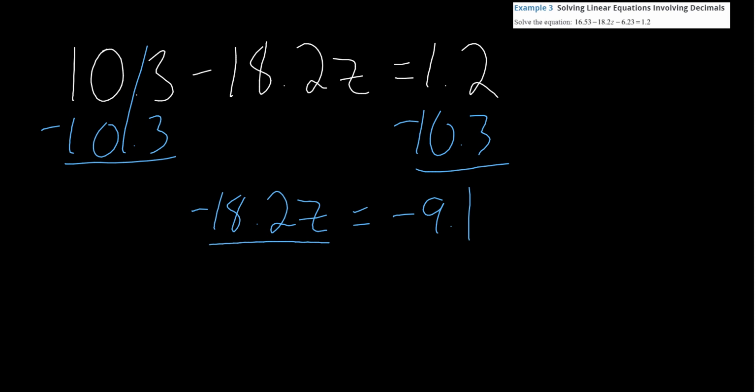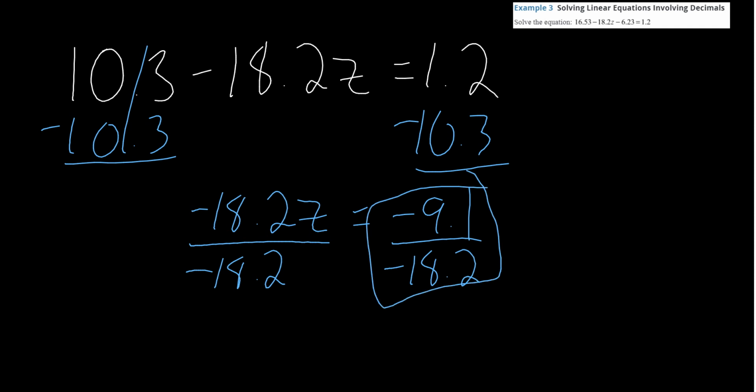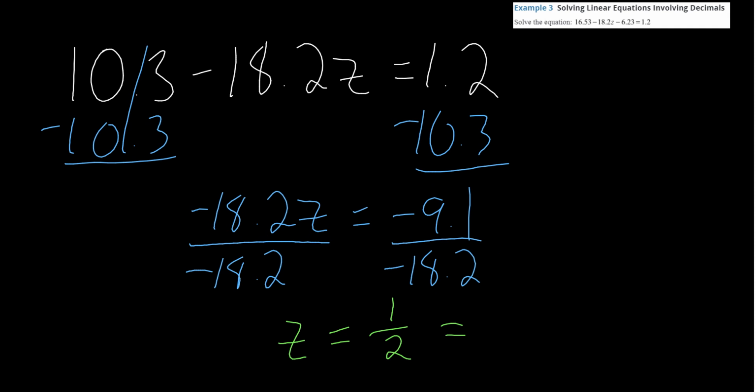And then we're going to divide both sides by negative 18.2. Okay, so we're going to divide both of these sides by negative 18.2. And this should be pretty obvious. 9.1 is indeed half of 18.2. So we're going to end up with z is equal to simply 1 half. Okay, or if we did it in decimals, 0.5.